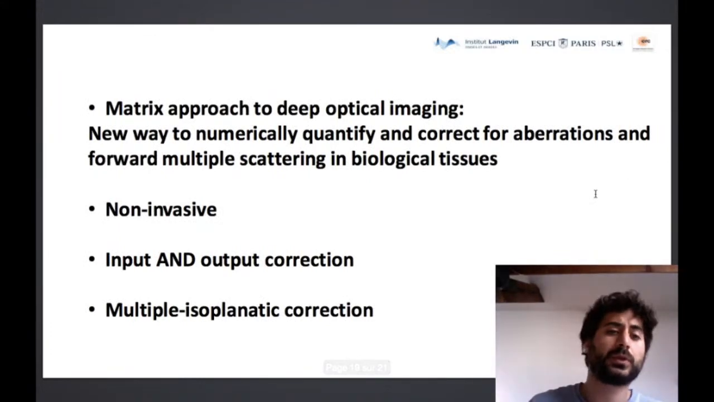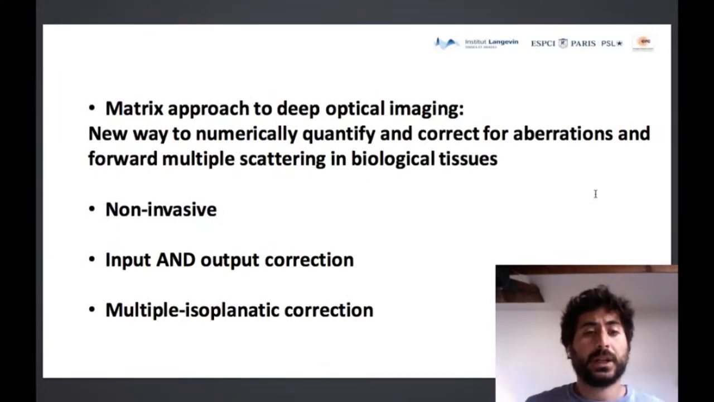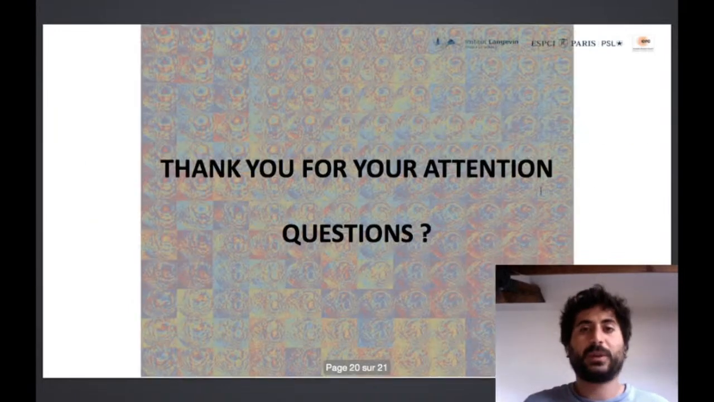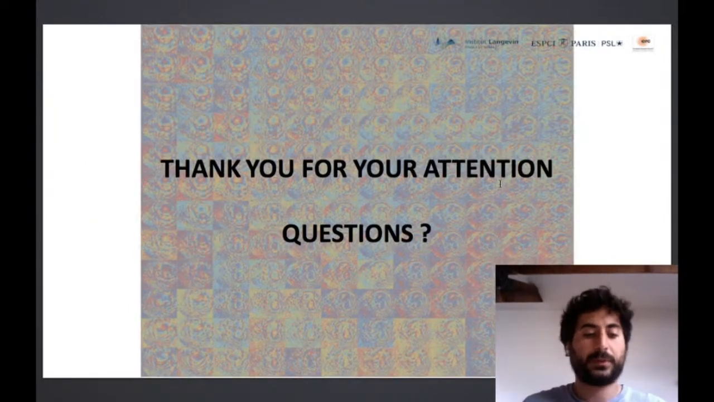So I presented a new way to numerically quantify and correct for aberration in a non-invasive way. And what is important is that we can correct both at the input and the output over multiple isoplanatic areas. So thank you very much for your attention, and if you have any questions, it will be a pleasure for me to answer.